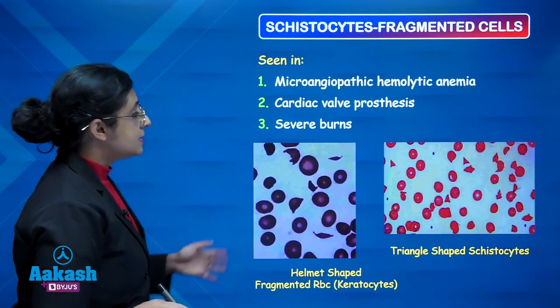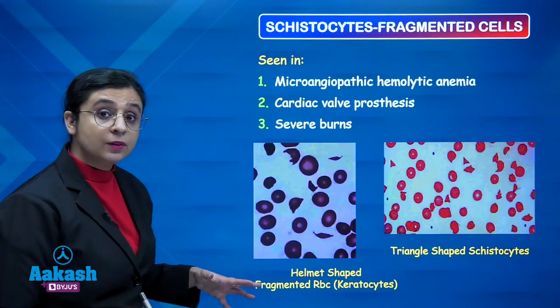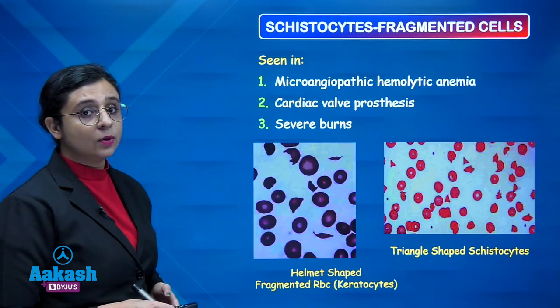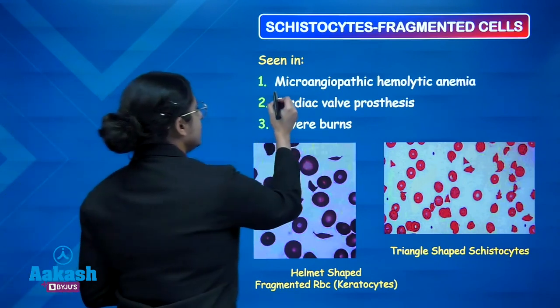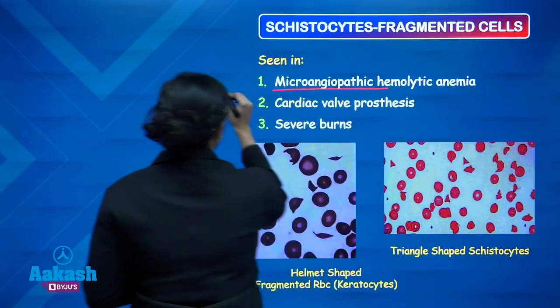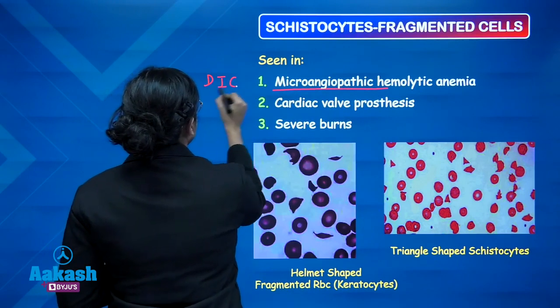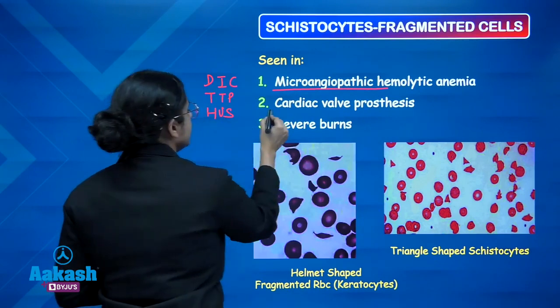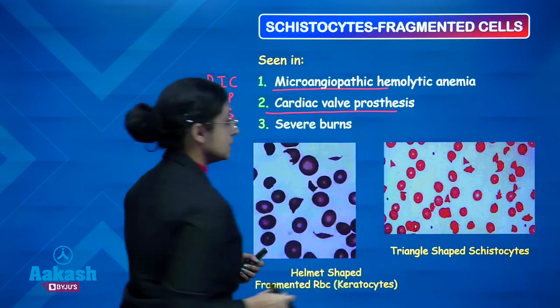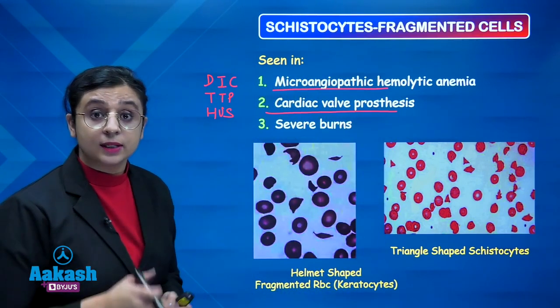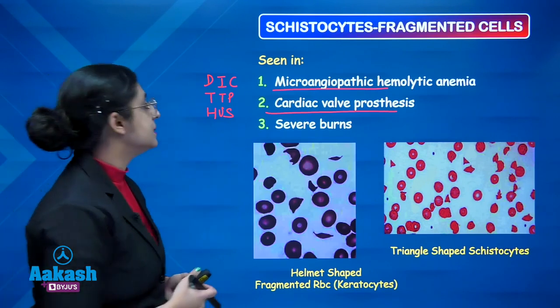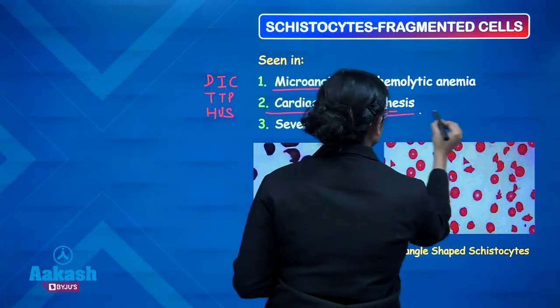Next, schistocytes are the fragmented cells. Now, they can be found in microangiopathic hemolytic anemia or macroangiopathic hemolytic anemia. Microangiopathic hemolytic anemia, for example, DIC, TTP, HUS, and macroangiopathic hemolytic anemia such as cardiac valve prosthesis, but the pathogenesis remains the same. It is due to the trauma to the RBCs which will lead to lysis of RBCs.